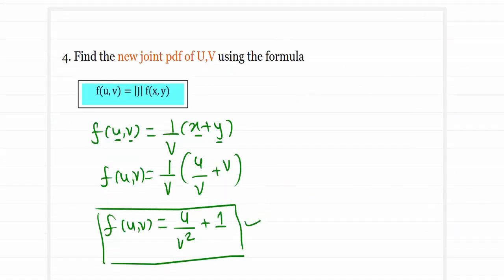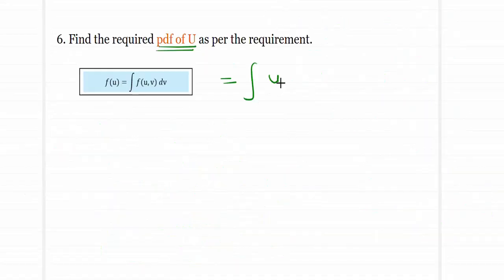It is u by v square plus 1. So it is u by v square, u by v square plus 1. This has to be integrated with respect to which variable? I have to integrate it with respect to dv. Now, the thing is that I have to fix my limits for v.